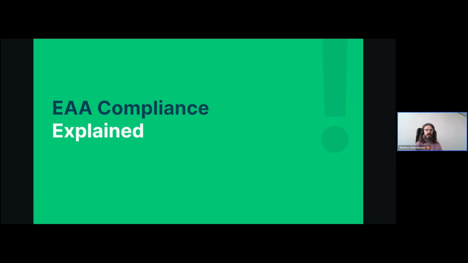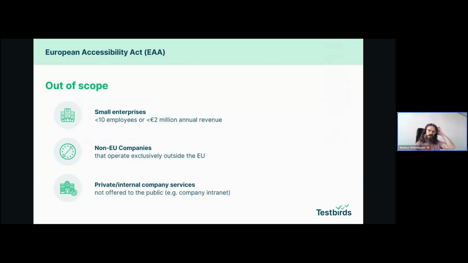not. And one of the questions that we all ask ourselves is, who does it apply to? And the answer is it applies to pretty much everything or everyone, depending on what you look at. There are some exceptions, for example, very small companies, also companies that do not sit but also do not operate in the EU. So the European Accessibility Act in that sense is an EU directive.